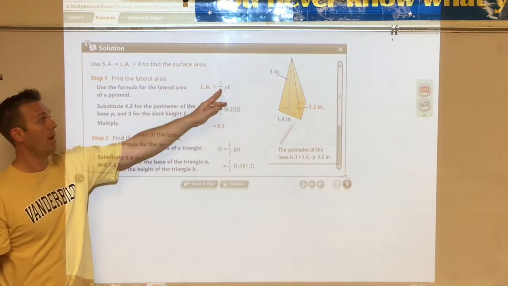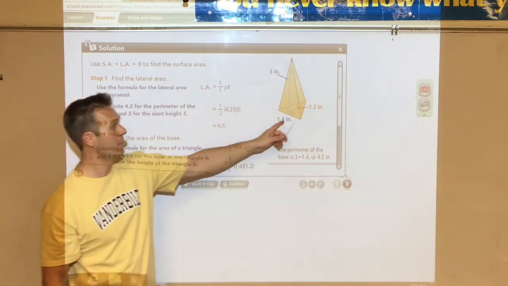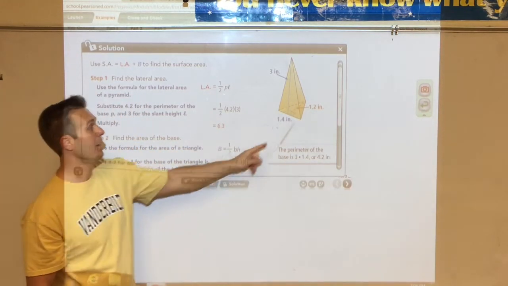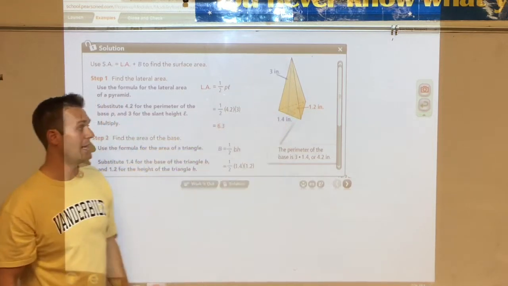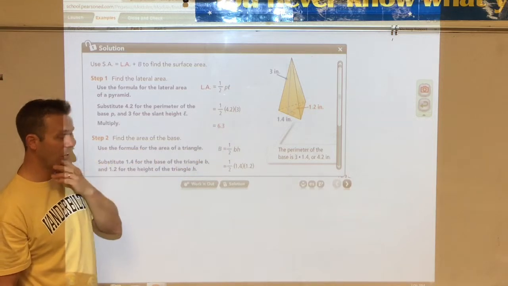Again, lateral area equals PL divided by 2. 4.2, how did we get that? 1.4 plus 1.4 plus 1.4 times 3, which is the slant height, gives you 6.3. Once you multiply it and divide by 2, you get 6.3.